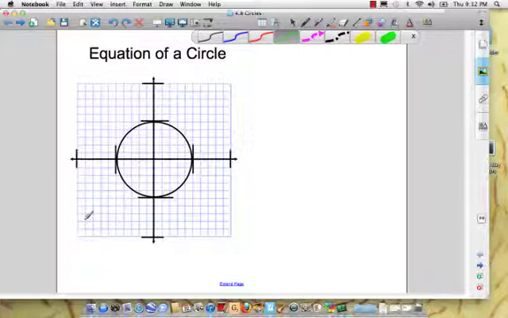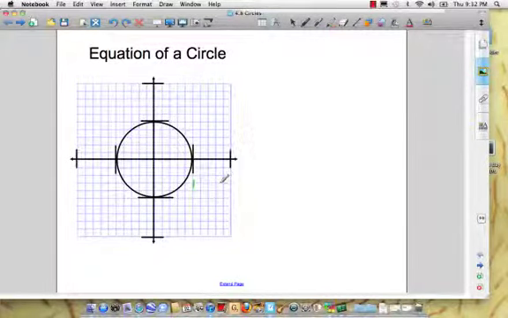So if you look here, I've marked this grid. 1 is out here and 2 is out here. So this is 1 and this is 2. And similarly, -1 and -2. So this circle has a radius of 1. It's centered at the origin. In order to find an equation to represent it, I'm just going to pick any point on the circle.